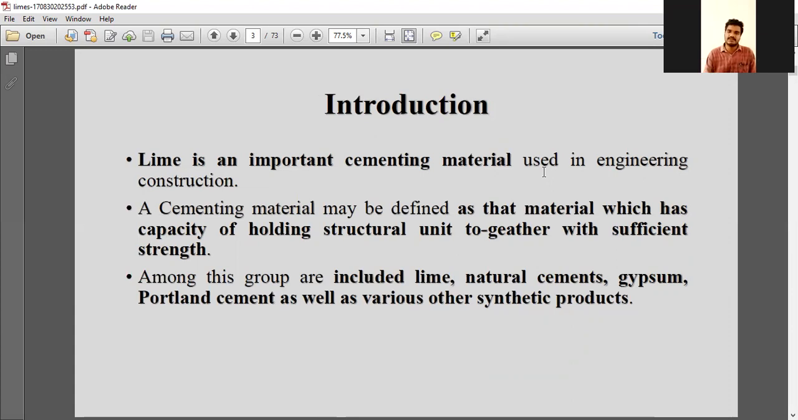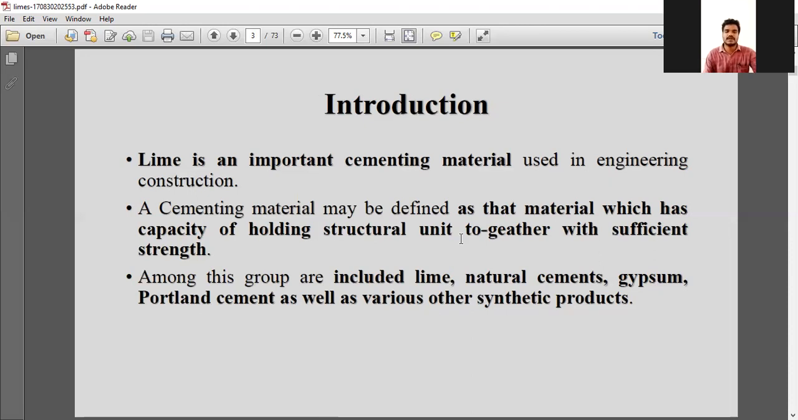It is a cementing material, which gives hardness or packing and bonds with other material. A cementing material may be defined as a material which has the capacity to hold structural units together with sufficient strength. You know about our normal cement. By adding cement to sand or granules, the cement holds the sand, granules, and bricks. Using normal cement, we can construct normal concrete walls. In a similar way, lime also will hold the structural units together with sufficient strength.